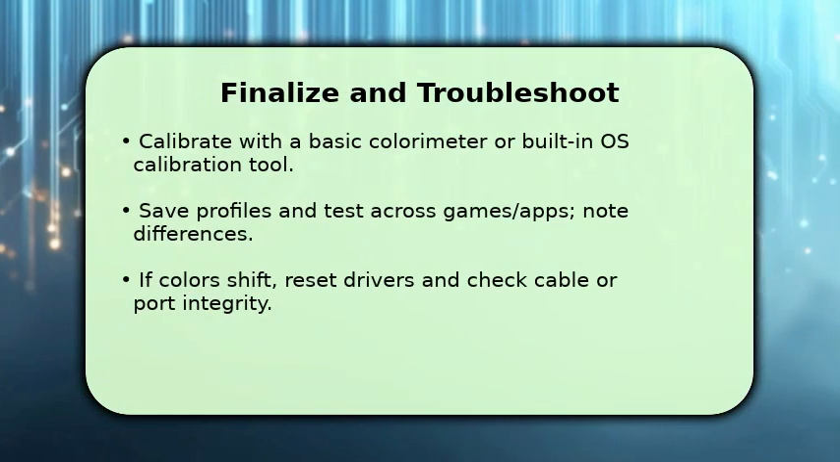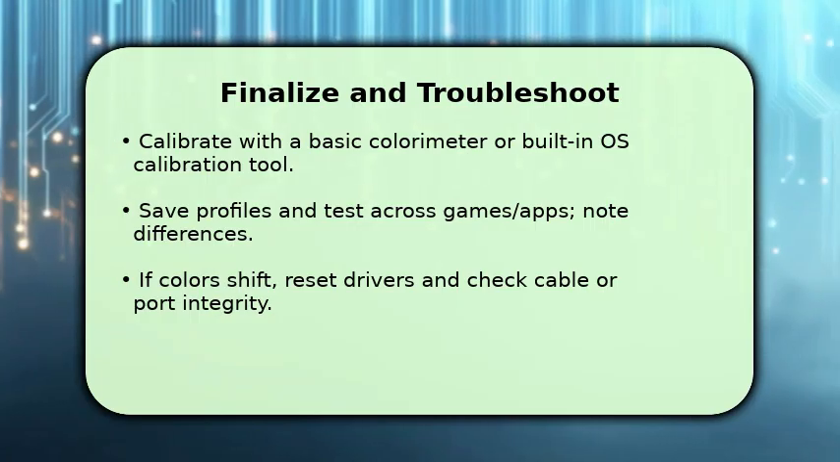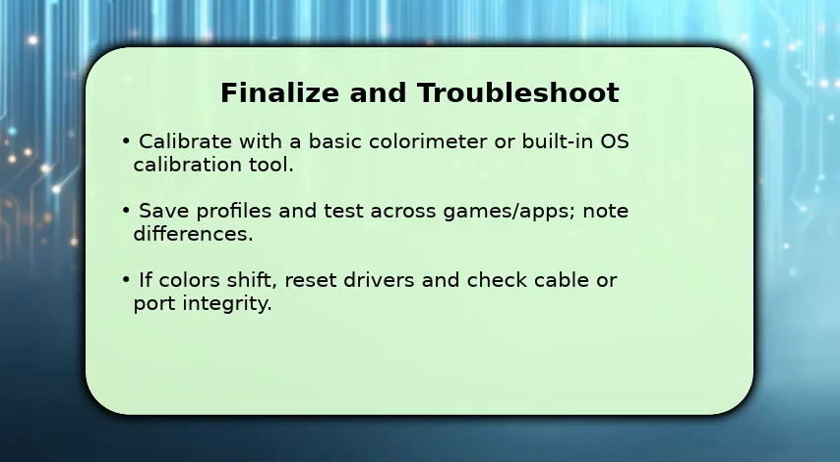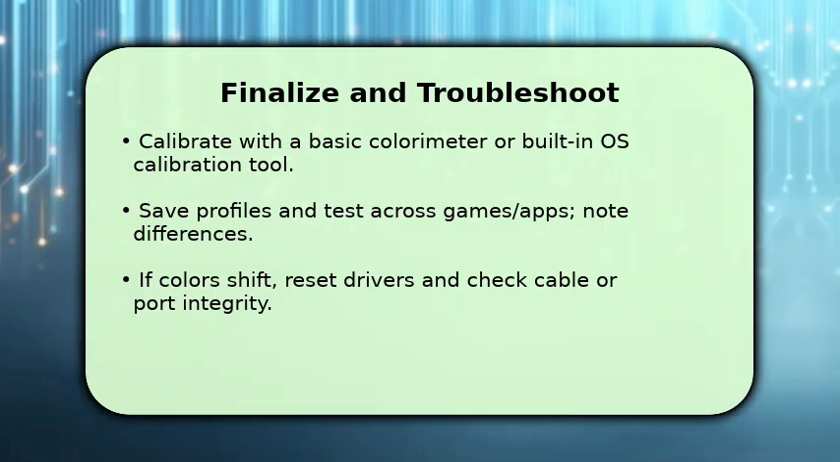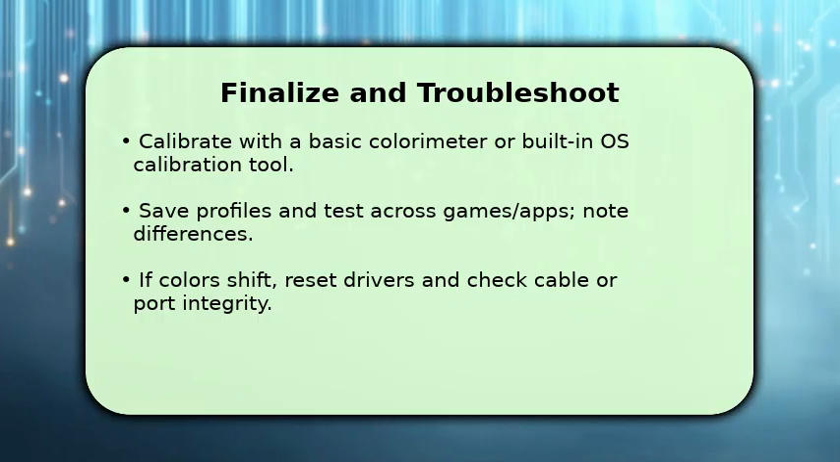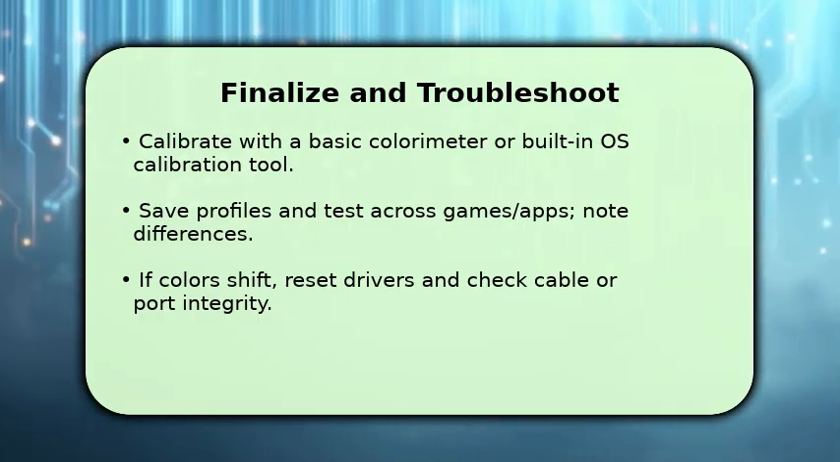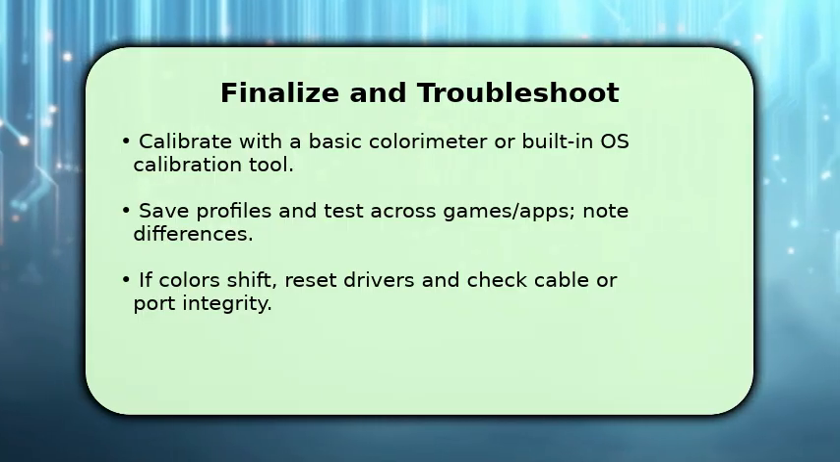You finish by calibrating and locking in settings. Run your OS or a basic colorimeter calibration, then save distinct profiles for work, gaming, and media so you can switch quickly. Test across several apps and games to confirm consistency, because different software can override color settings.